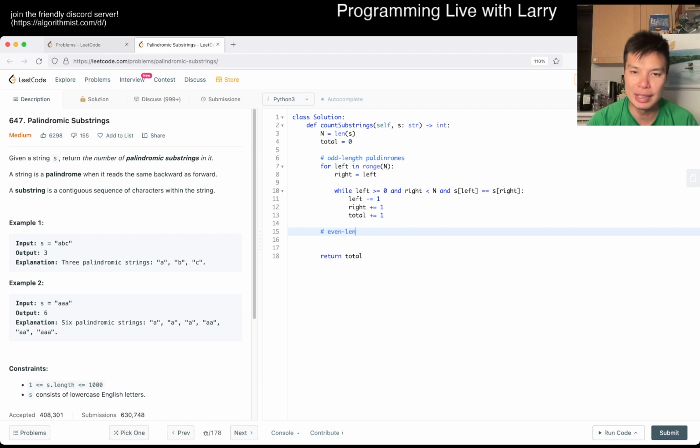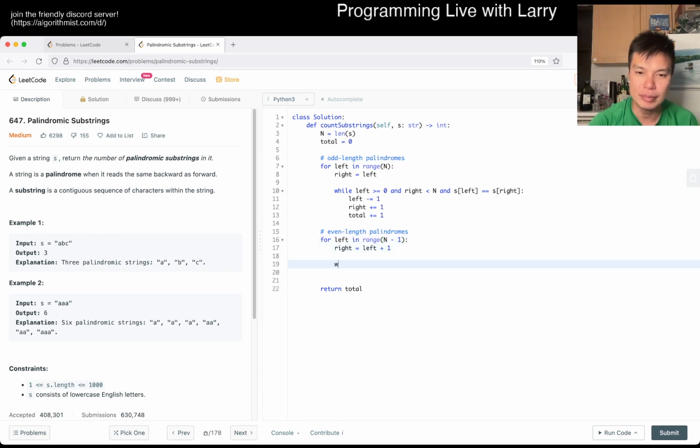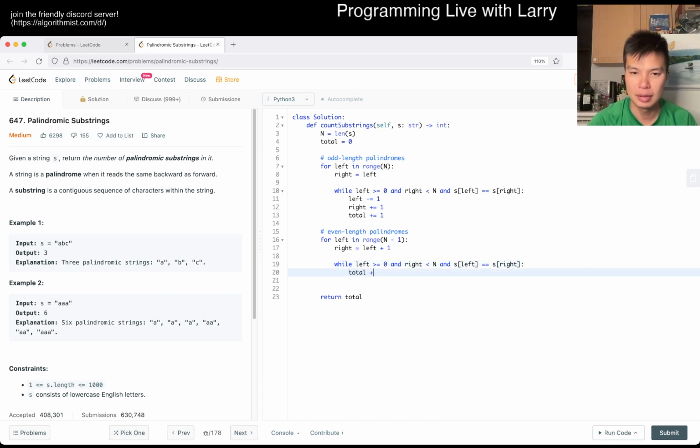And then now we do even length palindromes. Did I spell it wrong on the last one? I did. Wow, that D really got far away. But same idea. So for left in range of n, then right is equal to left plus 1, just like the one next to it. And of course, maybe this is n minus 1. And then same idea.